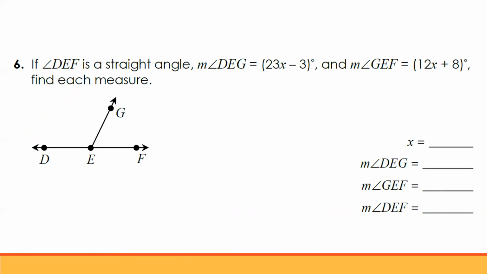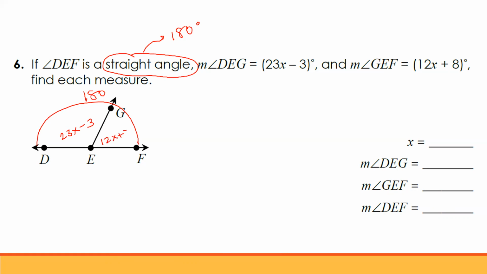All right, sometimes they're going to get a little tricky on us and start using vocabulary instead of numbers. And it's not really that tricky, you just have to watch out for it. It says if the measure of angle DEF is a straight angle. This is fancy talk for it measures 180 degrees, right? Because that's what a straight angle is. So I'm just going to say, this is 180 degrees. Angle DEG was 23x minus 3. And GEF is 12x plus 8.